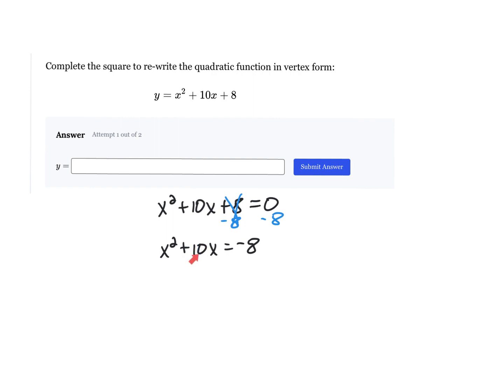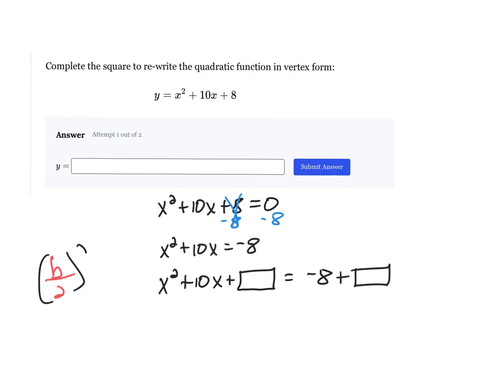So this is the b term. The way that we complete the square is that we're going to add a term to both sides, and I'm going to write this square on both sides to identify that I'm completing the square. And what goes in here is always half of the b term squared. So I'll write that over here. It's always half of the b term, so b divided by 2, and then that term squared.